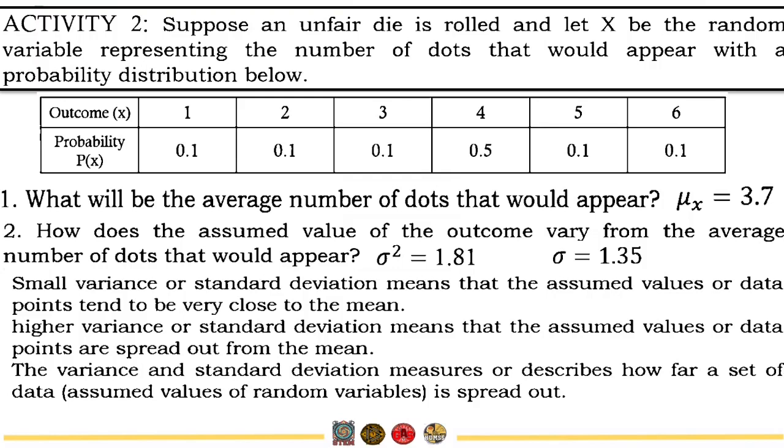And the variance and standard deviation measure or describe how far a set of data, the assumed values of random variables, is spread out. Okay, did you understand? So a small standard deviation or variance means the data is not dispersed, or it's very close to the mean, while a higher variance or standard deviation means the data are dispersed or spread out with respect to the average, or the mean. Is that important?